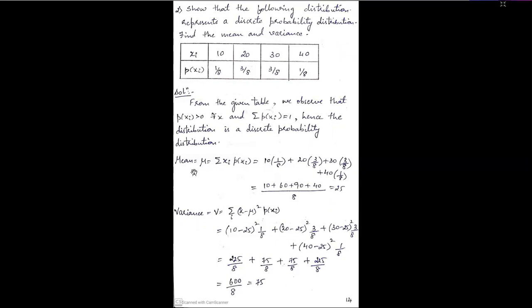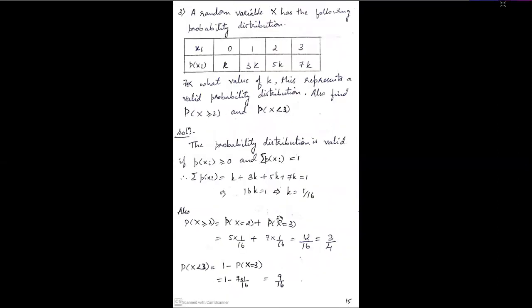So as done earlier, the formula for mean is summation xi p of xi. Substitute, you will get the answer. Similarly for variance also, summation (x minus mu) the whole square into p of xi. The other problems of the same kind, you can do by yourself. Next, we'll go for the next problem.